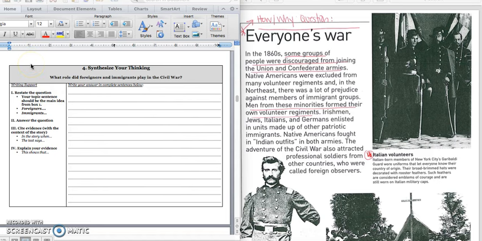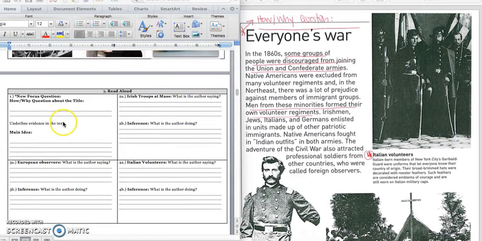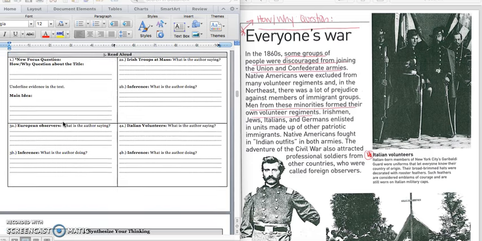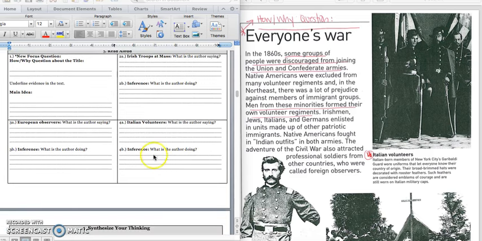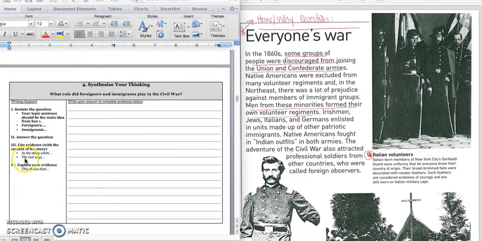It says, what role did foreigners and immigrants play in the war? All right, and so you'll want to use box 1, your main idea, as your topic sentence. And then you can use one of the other boxes to support your statement. Make sure you have a quote from the text.